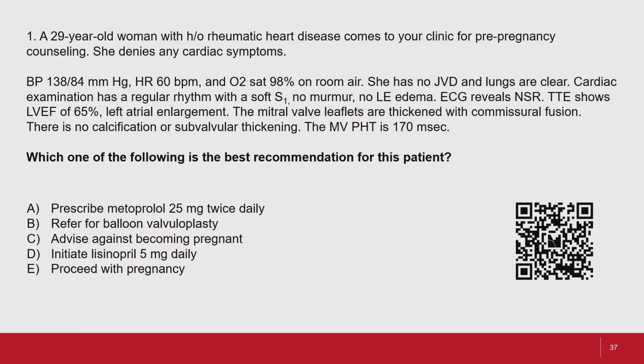A 29-year-old woman with history of rheumatic heart disease comes to your clinic for pre-pregnancy counseling. This is her blood pressure. Her heart rate is 60. SAT is 98%. Cardiac exam has regular rhythm, soft S1, no murmur. EKG reveals normal sinus rhythm. Echo shows EF of 65% with some left atrial enlargement. Mitral valve leaflets are thickened with commissural fusion. There's no calcification or subvalvular thickening. The MVPHT is 170 milliseconds. Which one of the following is the best recommendation for this patient?